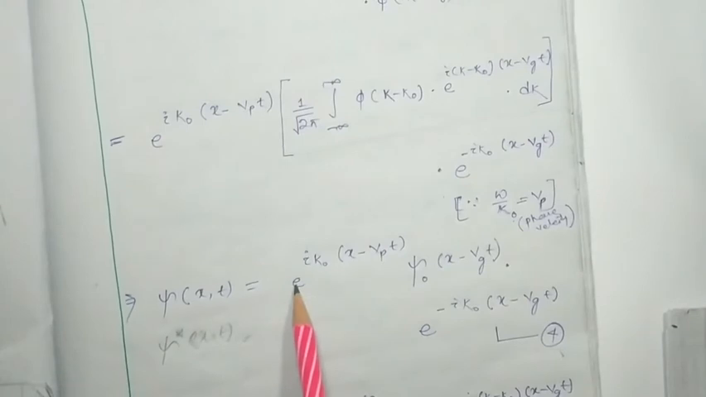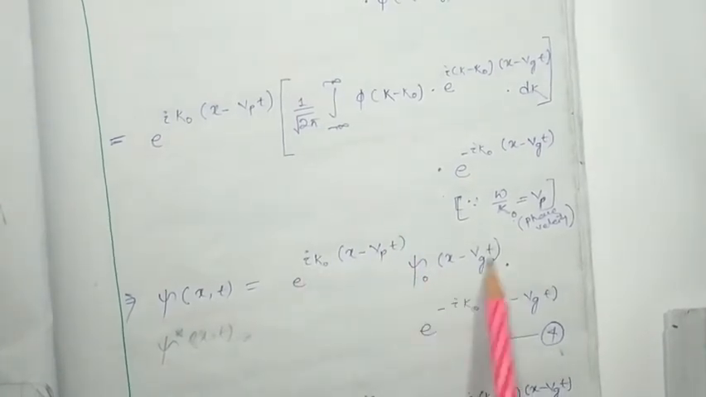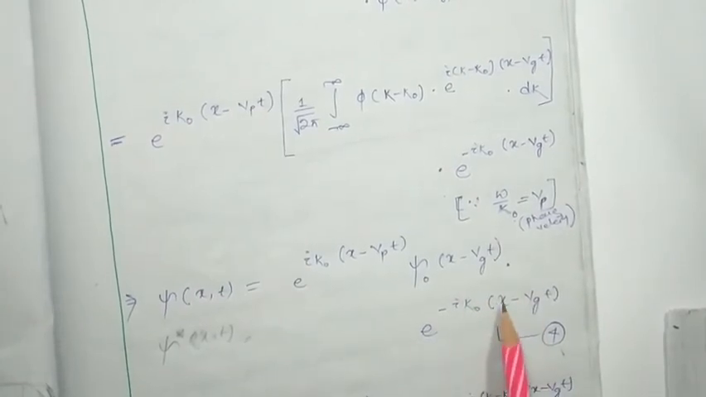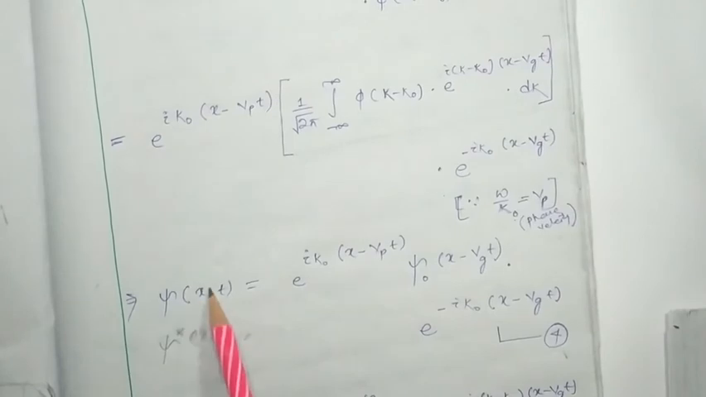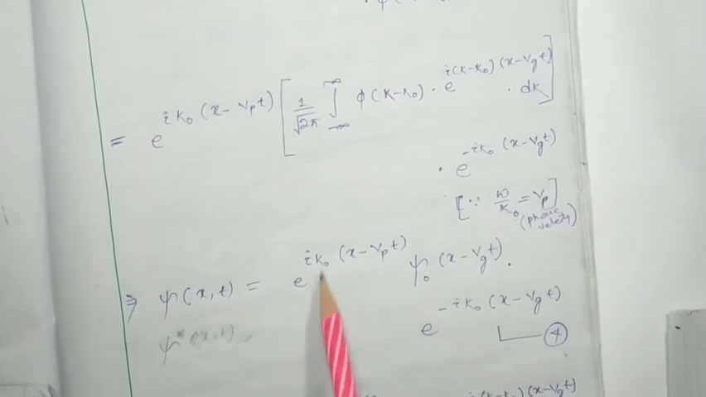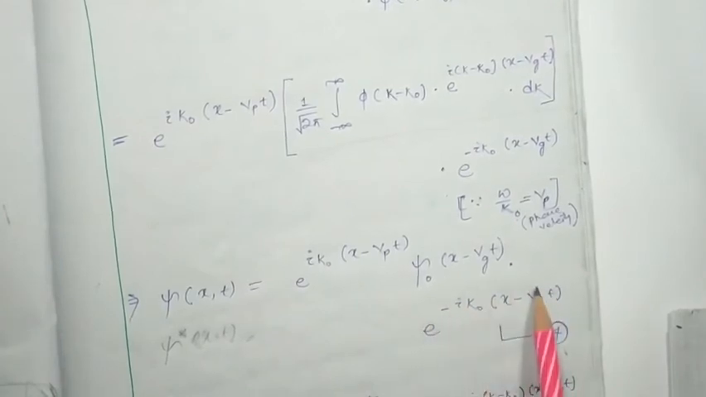It will be e to the power minus i of this one, psi 0 (x minus vgt) into e to the power plus i of this one. Now I am going to multiply psi(x,t) and psi mod(x,t). So here is a plus, for this one it will be minus. So if I multiply, it will be e to the power 0. Likewise for this term it will be e to the power 0.